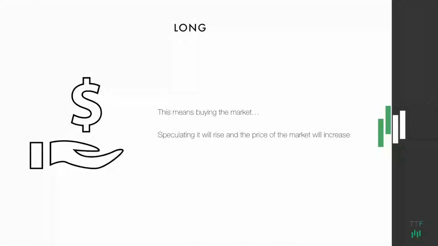Now, you've probably heard us say long or short. First of all, just starting with long. Long is the same as buying, speculating that the market will rise and therefore the price of that market will increase. So if we ever say we are going long of GBP USD right now, it means we're buying. It means we think the market should be increasing and therefore the pound should be increasing against the dollar.